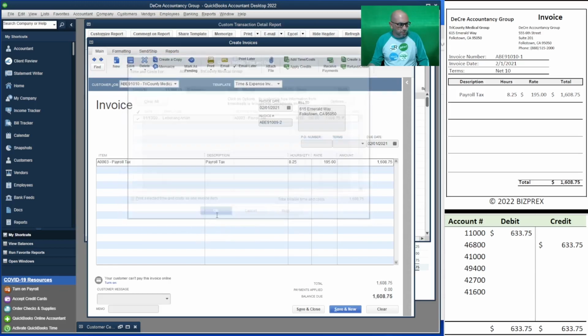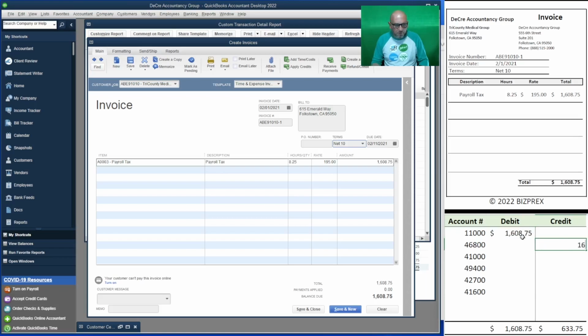Same thing here, doing payroll returns for them, 10-1. All right, again, debits and credits are right here. On this one, we got lucky, so it's easy to show. Here it is, debits and credits are in balance, right? This is debit to 11,000, this is credit to 46,800.